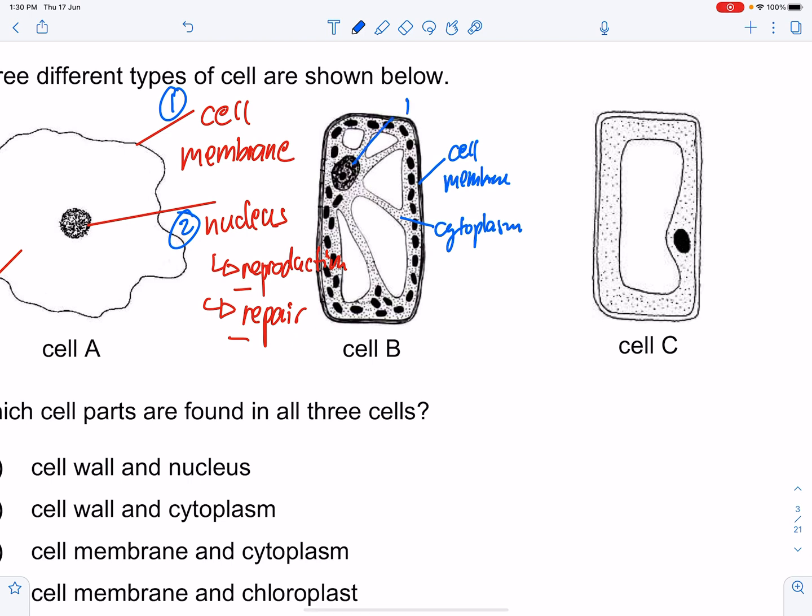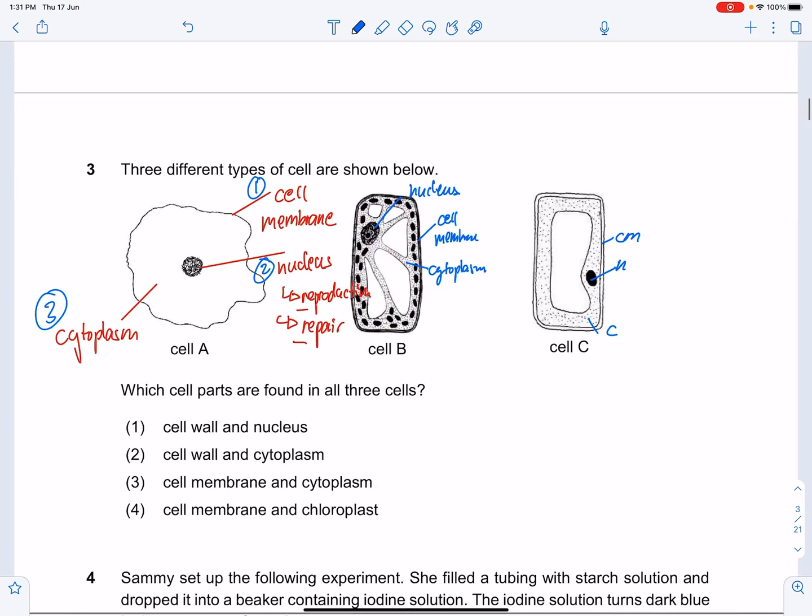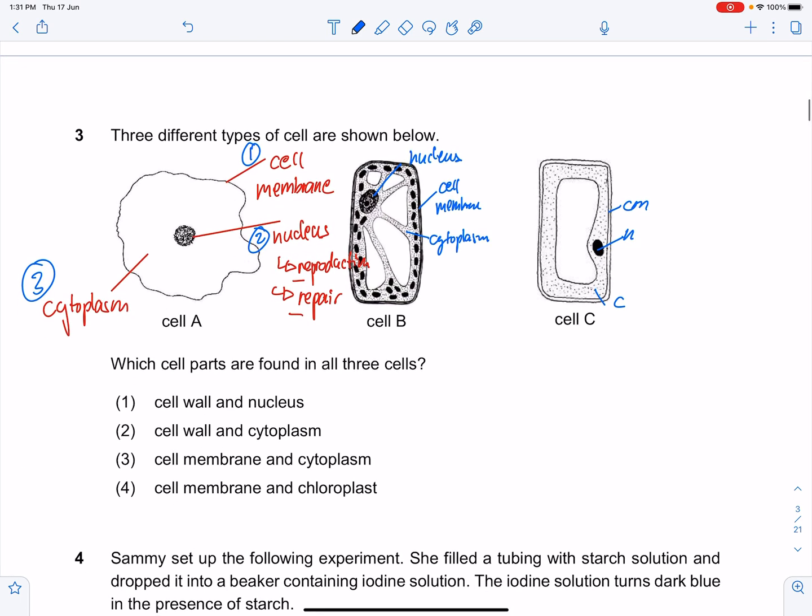And then this would be your nucleus, right? Similarly, for cell C, nucleus, cell membrane, and cytoplasm. So my answer in this case would be answer number 3, cell membrane and cytoplasm. So of course you should do elimination to make sure when you're checking.